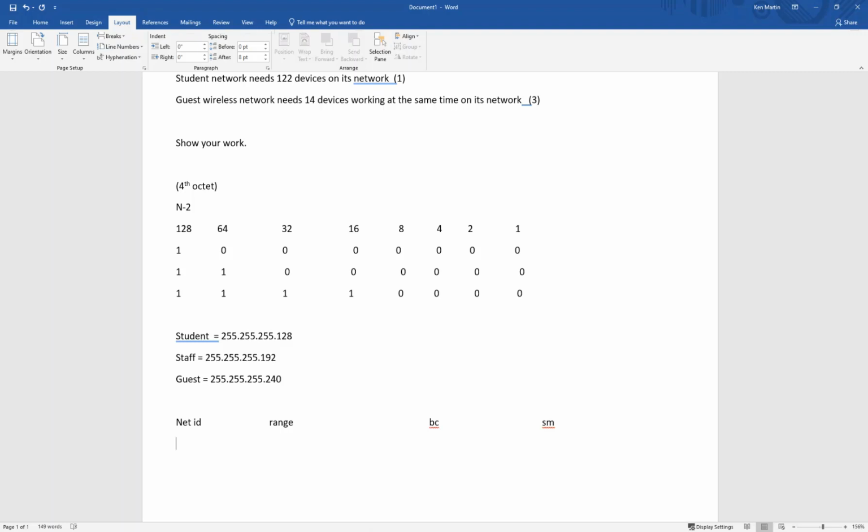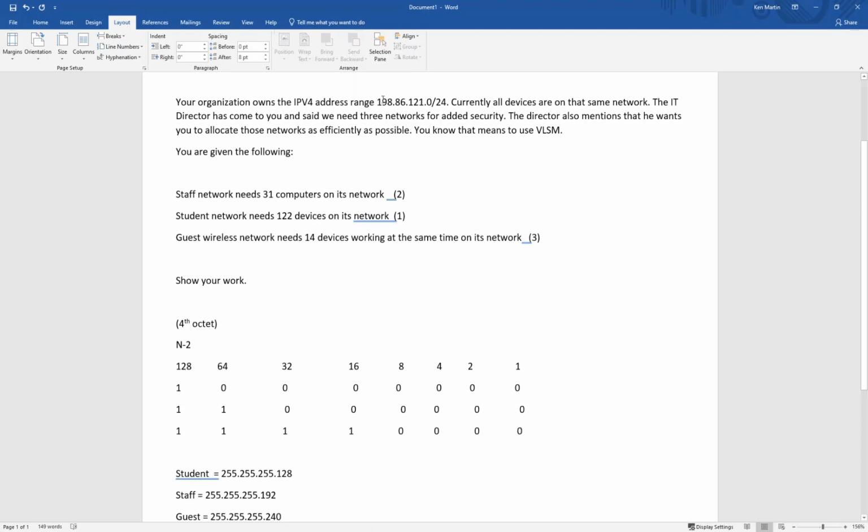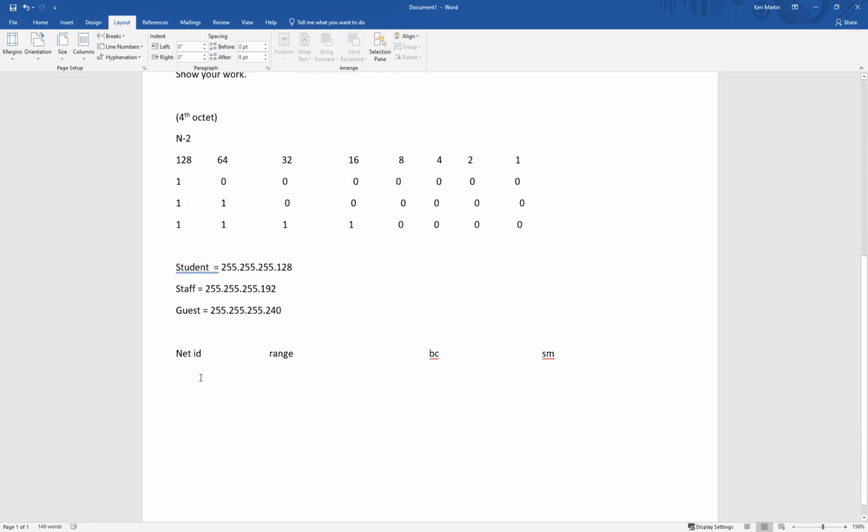So again, what do I start with? You're given the starting point. 198.86.121.0. All right, so what you do is you increment to your next network. In other words, you look where the 1 fell. Not only does it tell you what the subnet mask is, it also tells you how much to increment the next network by. And the 1's under the 128, so it's 128 I increment it by. So what's 128 more from 198.86.121, which is currently 0? If I add 128, it's that, right?